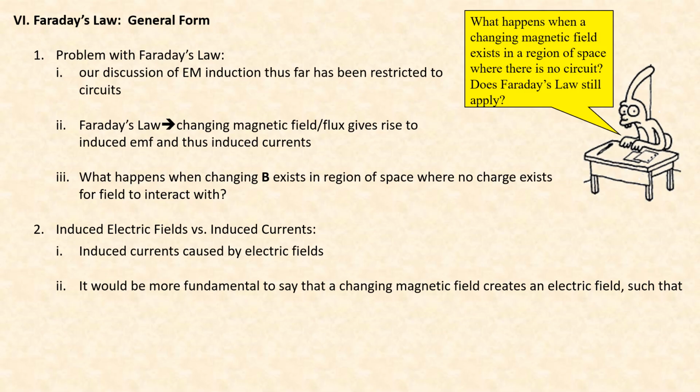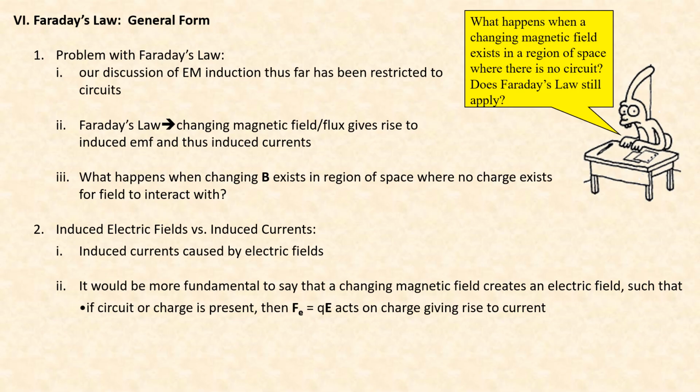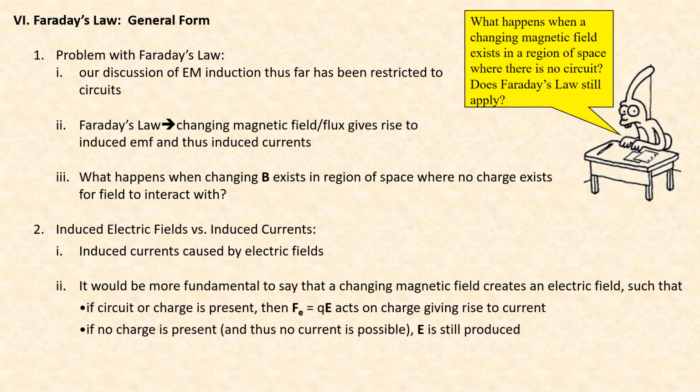We can now say that it would be more fundamental to say that a changing magnetic field would create an electric field, such that if there was a circuit or charge present in that field region, then that electric field would exert a force on a charge carrier and give rise to an electric current. But if no charge happened to be present in that field region, and thus no current would be possible, we would still say that the electric field would exist in that region of space.